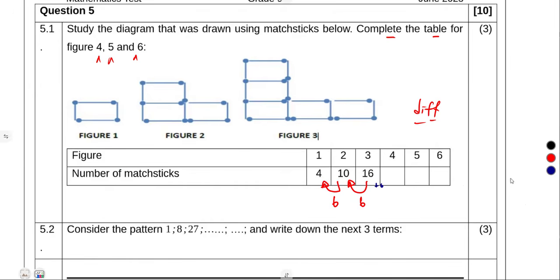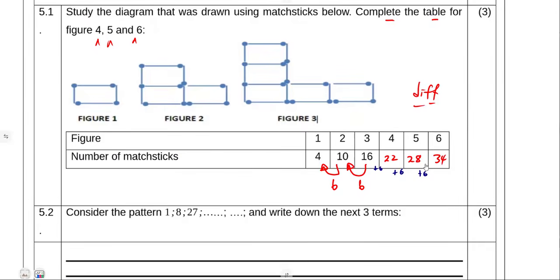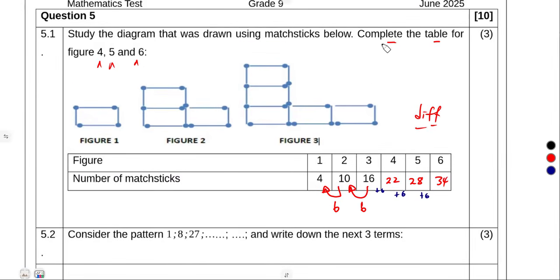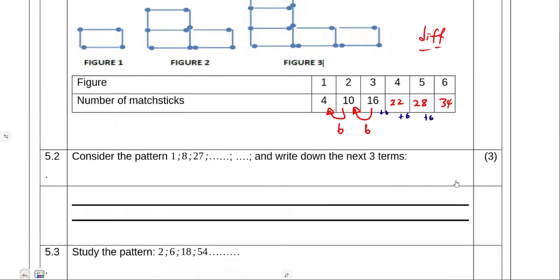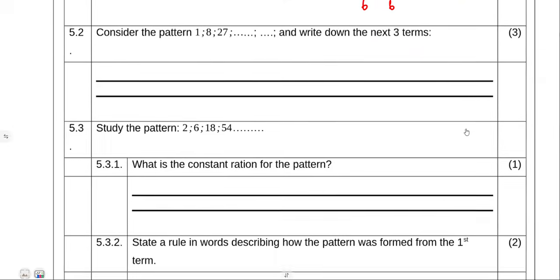16 plus 6, that is going to give us what? 22. 22 plus 6, that is going to give us 28. 28 plus 6, that is going to give us the next one, which is what? 34. So this is the corresponding one from what we have. So we have completed our table. Remember, they said we must copy the table. So we copied this and complete. All right. So that was it for that one.